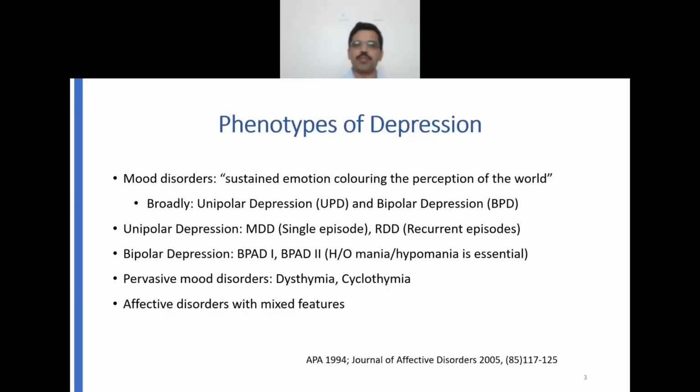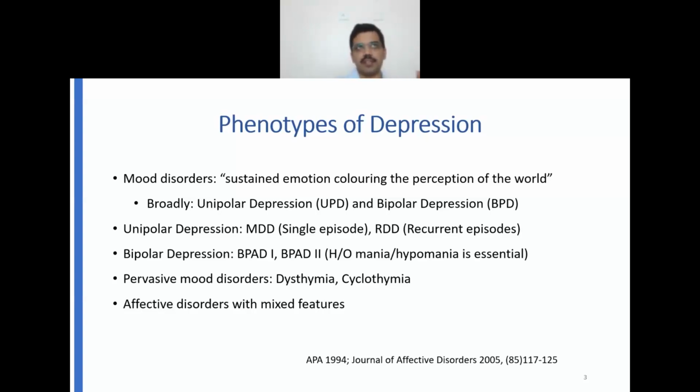Bipolar 1 or bipolar 2. In bipolar 1, essentially, we should get a history of a manic episode with or without the presence of a depressive episode. And in bipolar 2, there should be a history of depression, and we should be able to elicit a history of hypomania in the history.